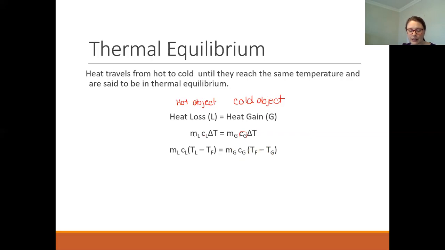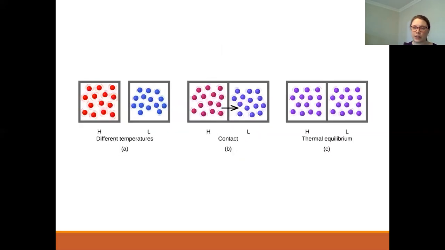All right, let's look at a slide quickly. We'll look at a picture just to review the concept. Then we're going to do a quick calculation, and that wraps us up.